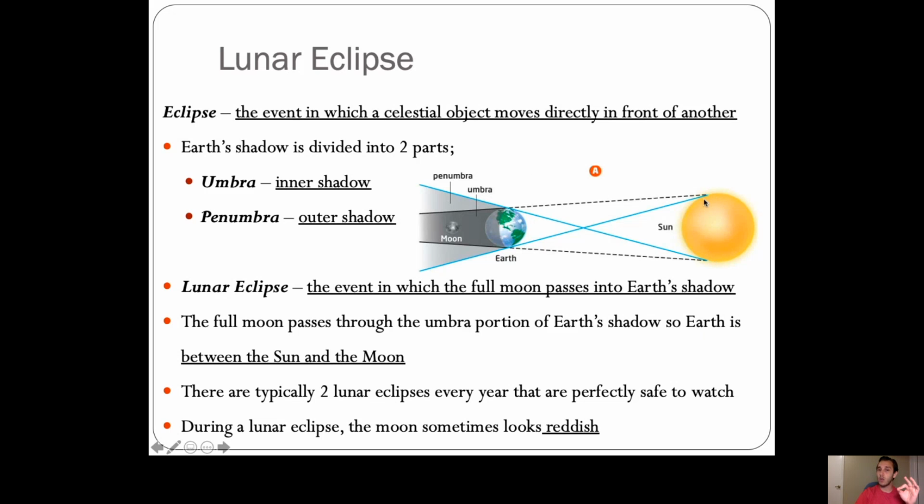So the sun exists on one side, the Earth is in the middle, and the moon is directly behind the Earth, and so the moon falls into the shadow. There are usually 2 lunar eclipses every year that are safe to watch. Sometimes you might see the moon is looking reddish, and that's because some of the light is refracting. Sometimes the moon will disappear and you can't see it because you just see the Earth's shadow. So that's a lunar eclipse, and they're fairly common. They're not super common, but they happen fairly often, and you might be able to observe it. And that's what a lunar eclipse is, when the Earth is eclipsing the moon.